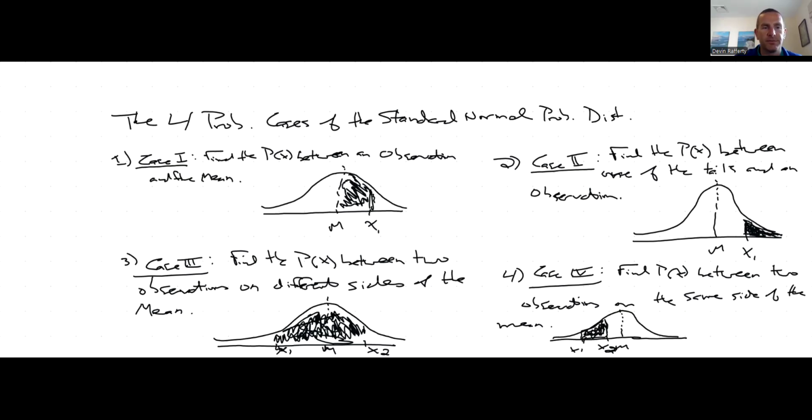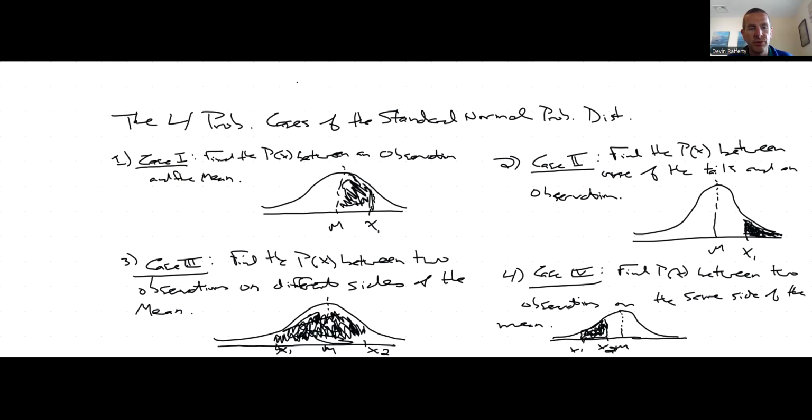So these are the different cases we can have when it comes to the four probability cases of the standard normal probability distribution. If we want to, we can calculate the probability of anything based upon these four cases. Case one, between the mean and an observation. Case two, greater than that observation. Rather than trying to find this region, we're finding this.